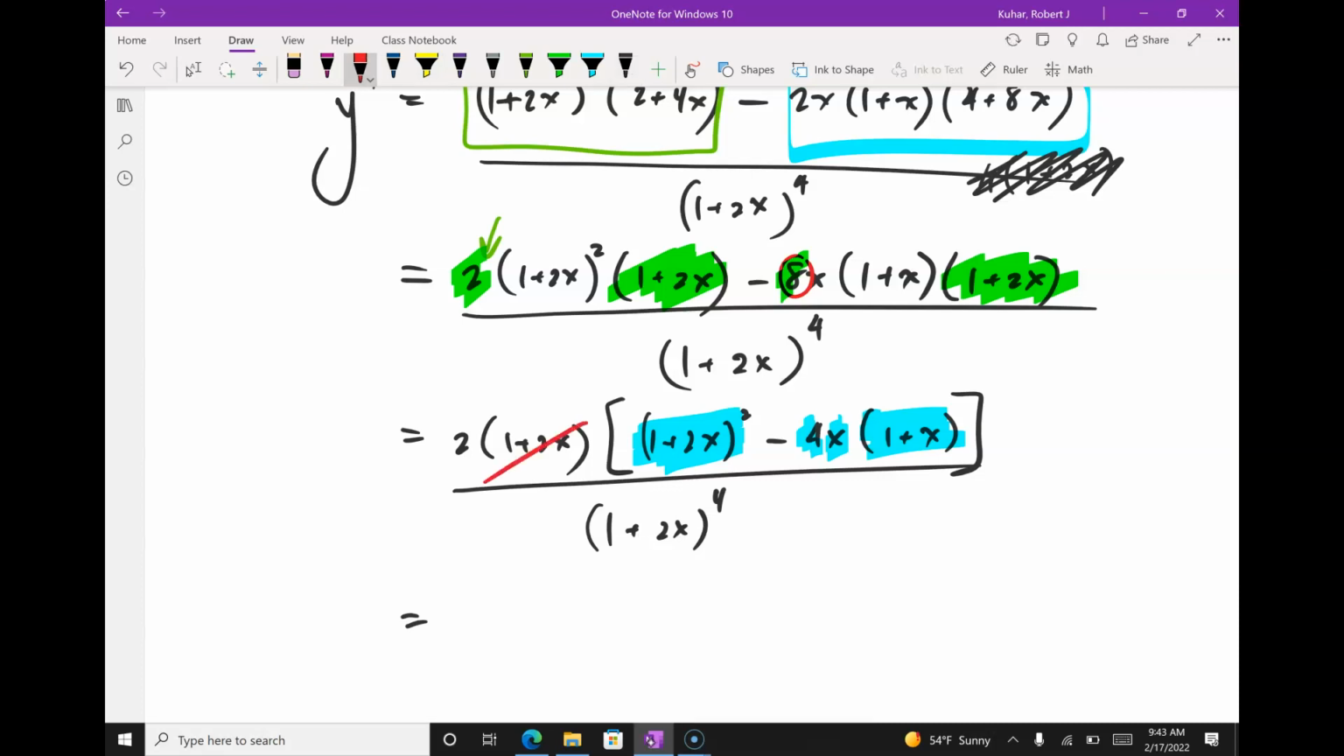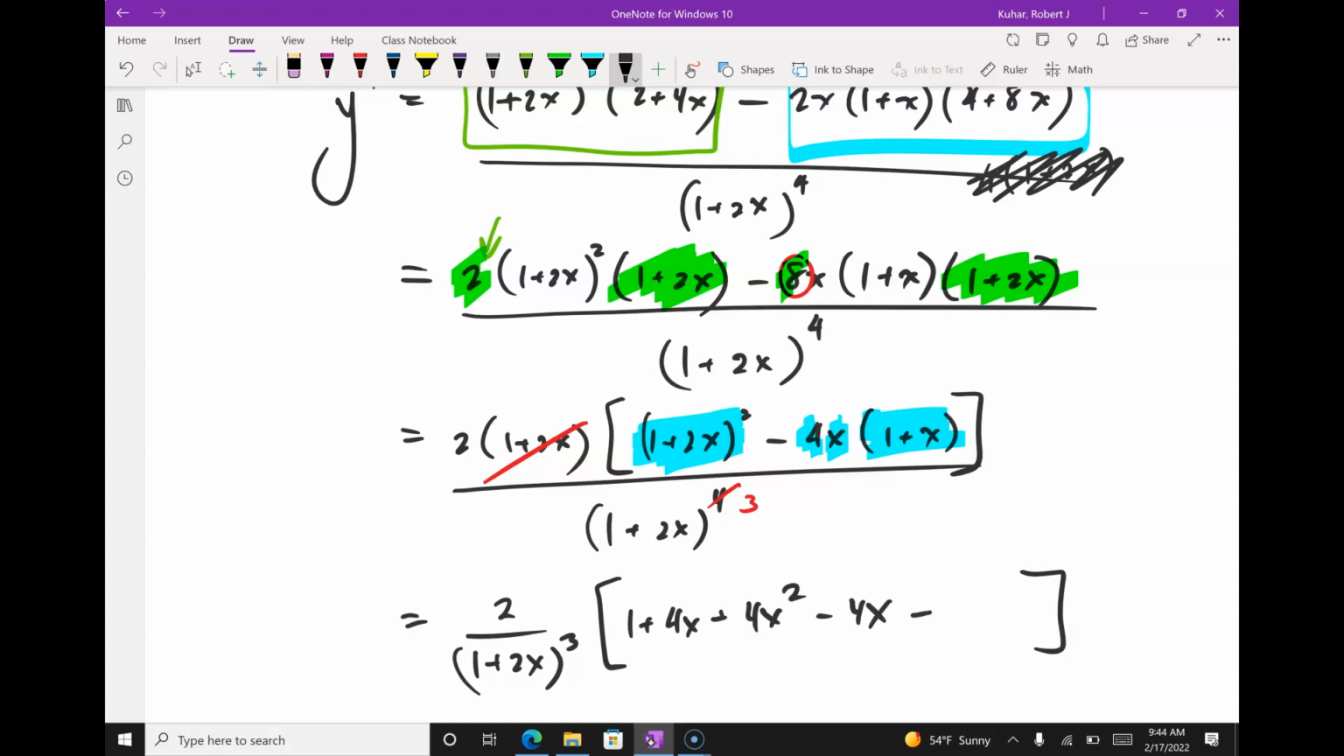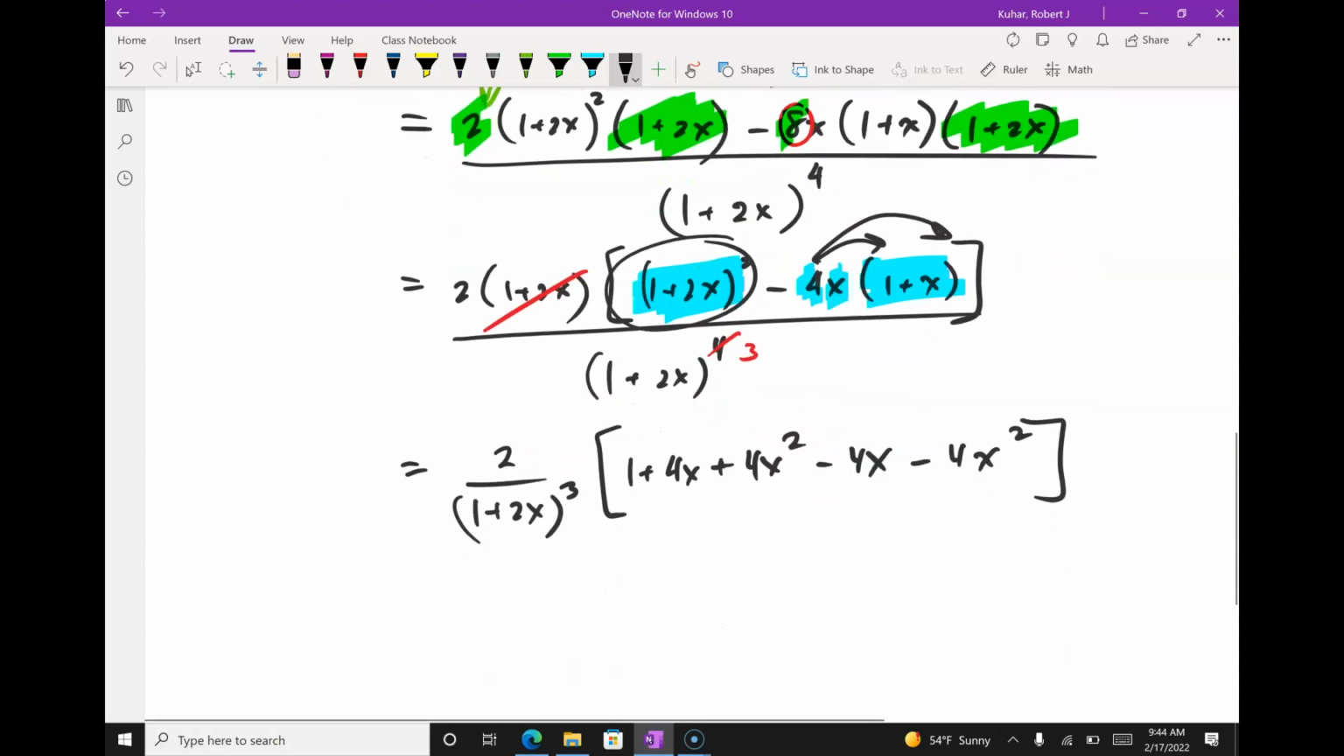First of all, this cancels with this power, right? So far I have 2 over 1 plus 2x to the third times whatever's in my square bracket here, which is 1 plus 4x plus 4x squared minus 4x minus 4x squared. So I FOILed this, I distributed this, yes? Look at what goes away. Just about everything. The 4x cancels, the 4x squared cancels. And there's my second derivative.